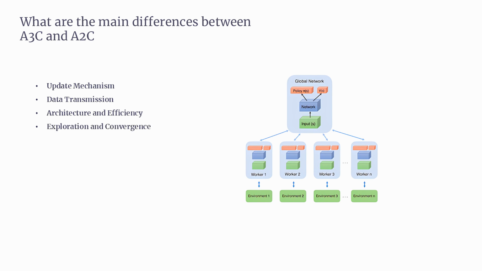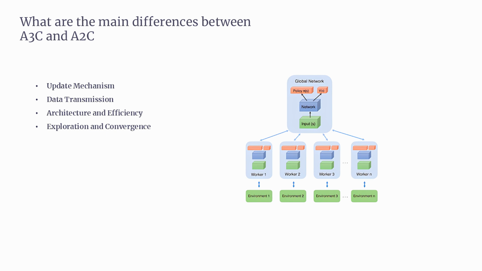The fourth, exploration and convergence. A3C offers faster exploration due to its asynchronous nature, allowing different agents to explore the environment in parallel. This can lead to faster convergence, particularly in more complex environments. A2C, with its synchronous updates, tends to offer more stable and consistent updates. While it may not explore the environment as quickly as A3C, it ensures that all agents contribute to a single unified update step, leading to smoother and more reliable learning.